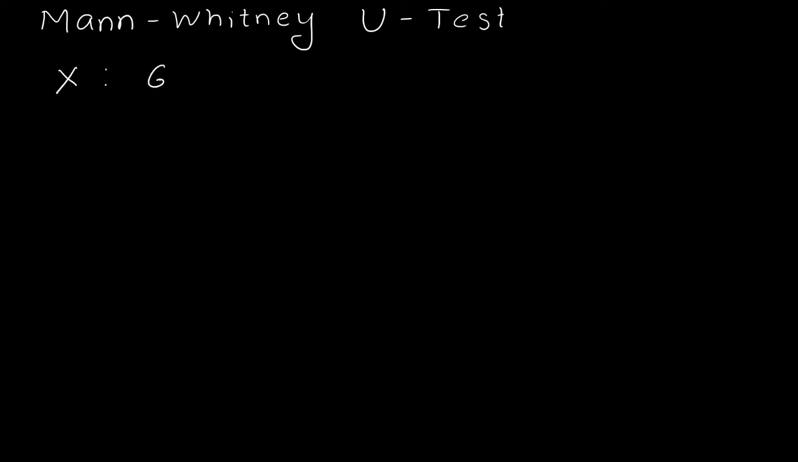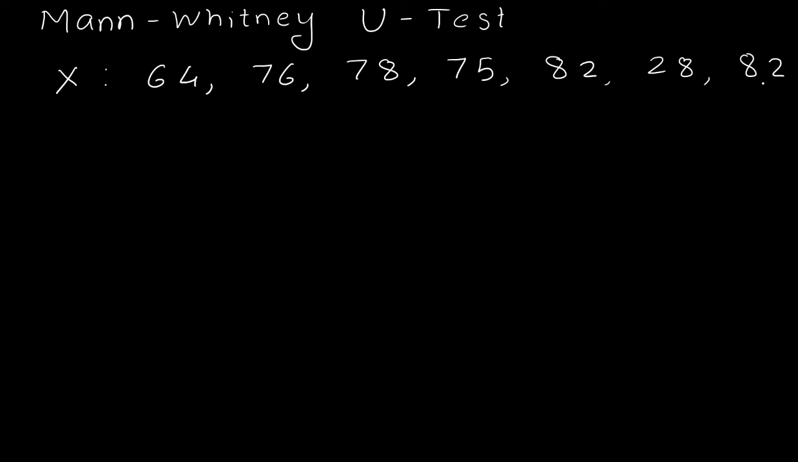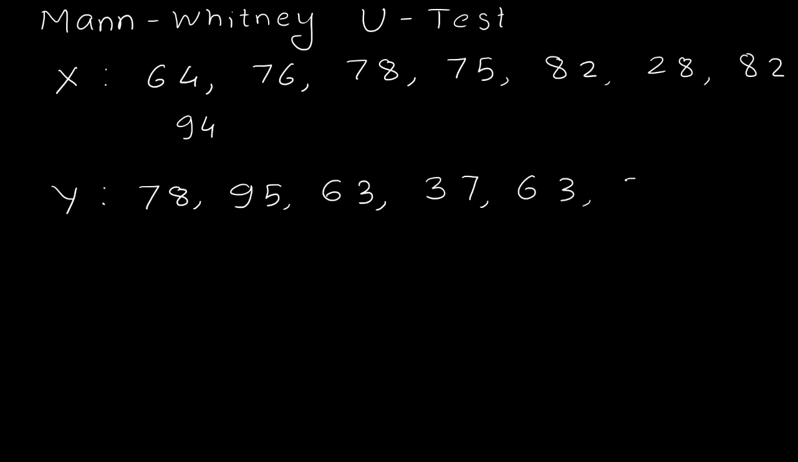Two samples, in the sense, 64, 76, 78, 75, 82, 28, 82, and 94. Suppose this is some sample A. Now these are some observations of sample B: 78, 95, 63, 37, 63, 77, 65, 74, 48. The number of observations need not be the same.